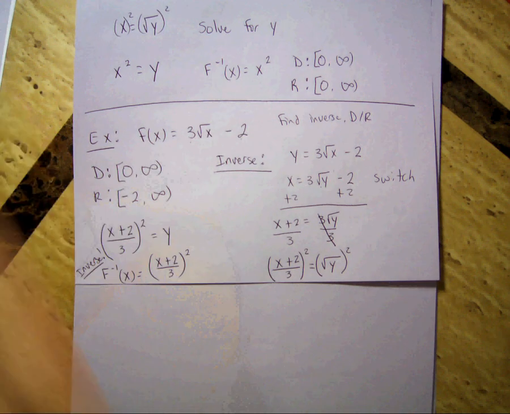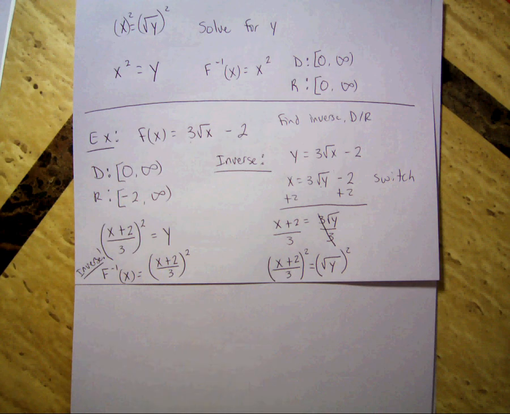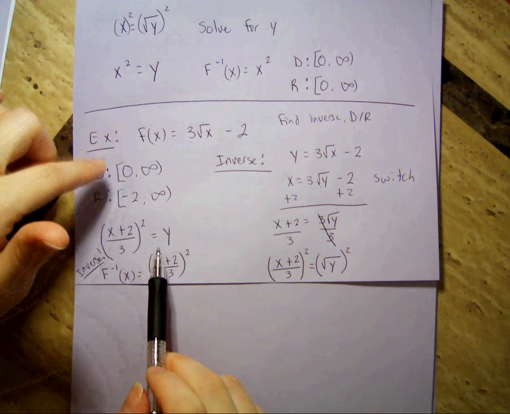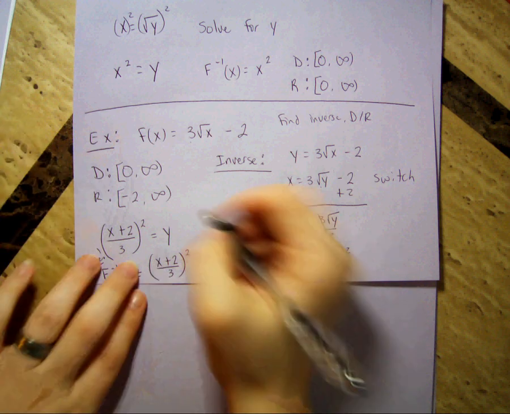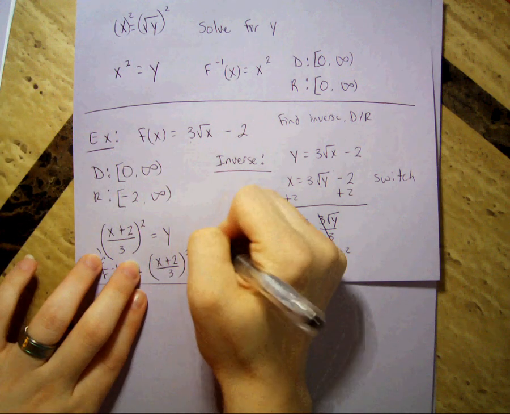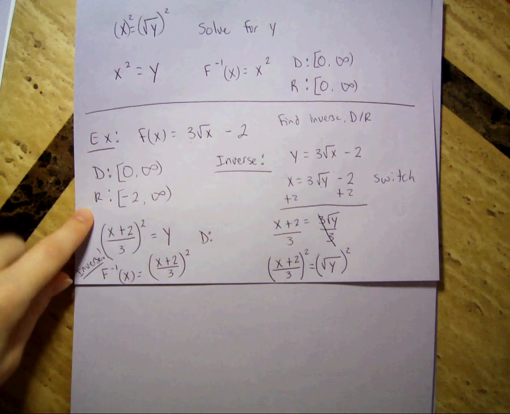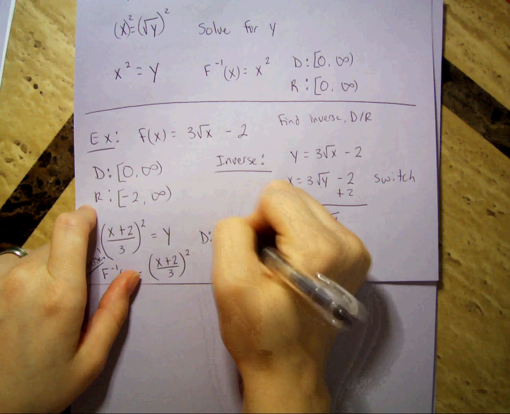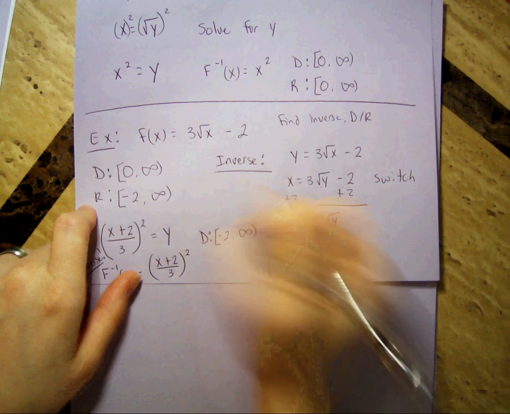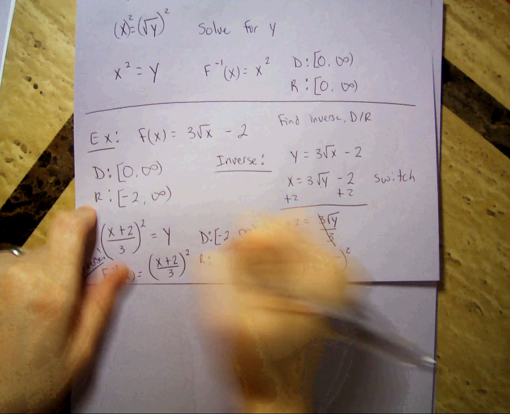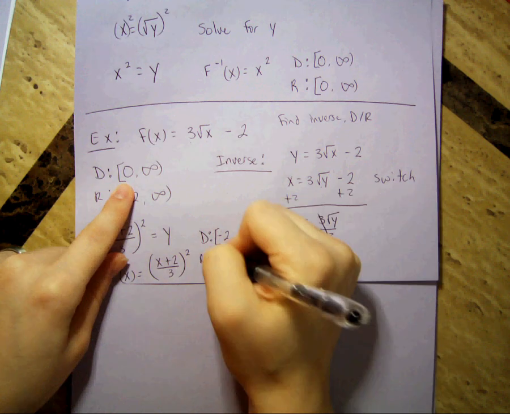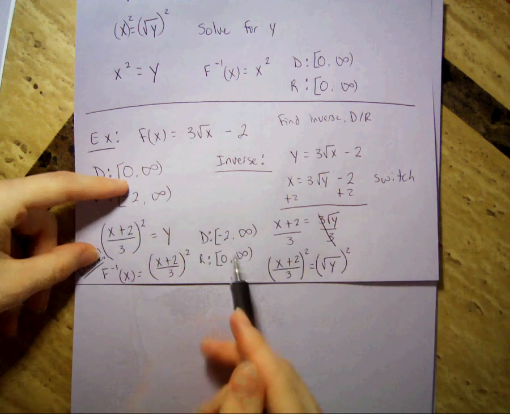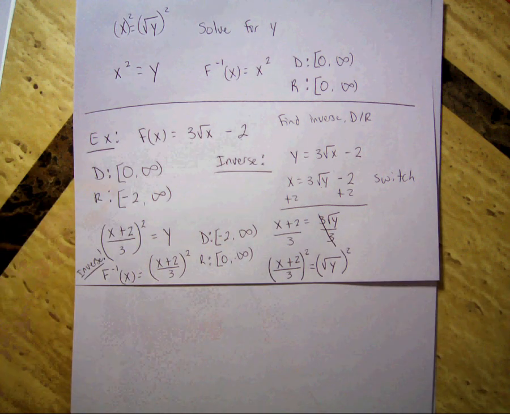And now I want to find the domain and the range. And so the domain and the range of the inverse is just the opposite of what the domain and the range are for my original function. So let's write my domain. The domain is going to be the range of my original function. I'm just going to switch them. So my domain is negative 2 to infinity, and my range is the domain of the original, so 0 to infinity. And that's it. There's my inverse, and its domain and its range. Works that way every single time.